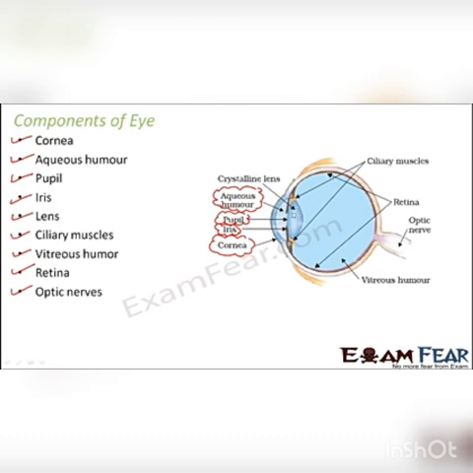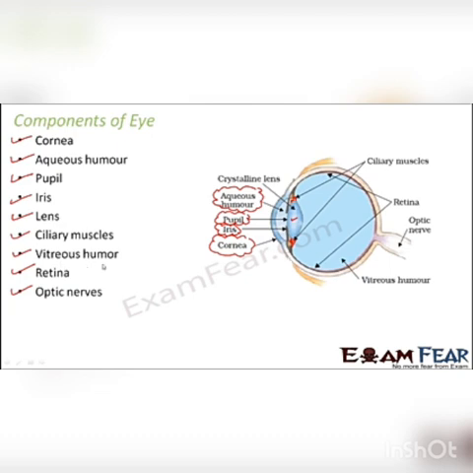Next is the lens. Here you can see the lens very clearly. After that we have the ciliary muscles. Where are the ciliary muscles? They are located here. You see the lens is supported by these muscular structures. The ciliary muscles help in the movement of the lens. It helps to adjust the focal length of the lens.